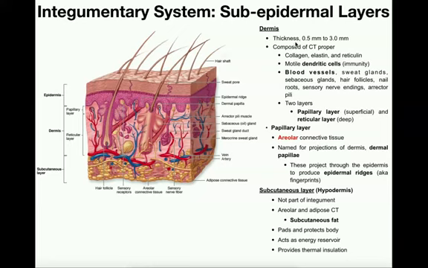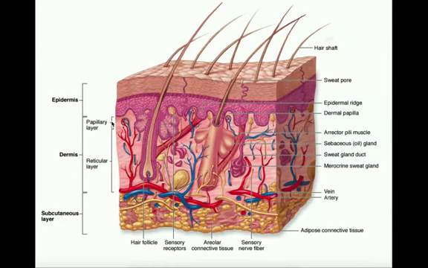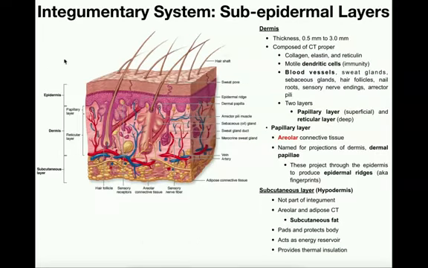Now, the dermis overall is anywhere between 0.5 millimeter to 3 millimeters in thickness, and it's composed of two layers. One is the papillary layer. Let's actually blow this up. The papillary layer is a thinner part, the superficial of the two layers of the dermis. And then the much thicker, deeper one is the reticular layer. We'll go into more details on those in a few minutes. Both of these are composed of what is called connective tissue proper. We'll go into the specific kinds of that.